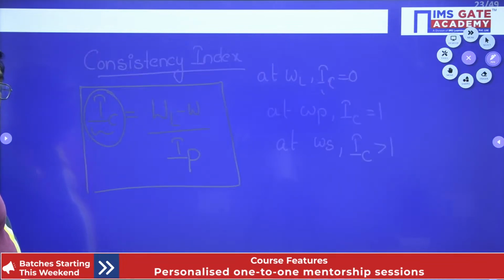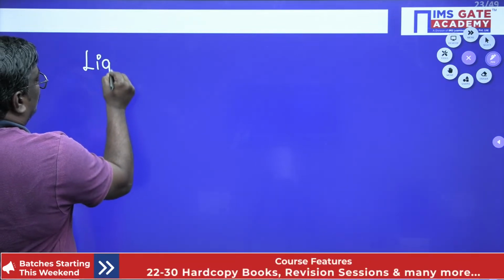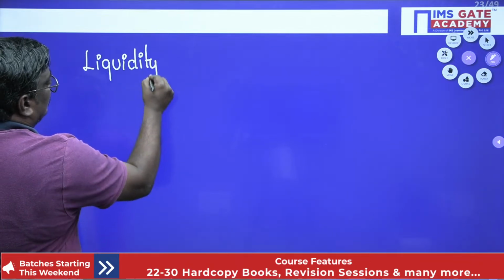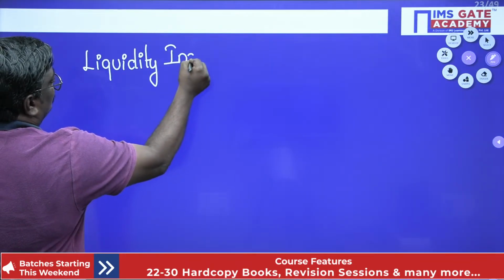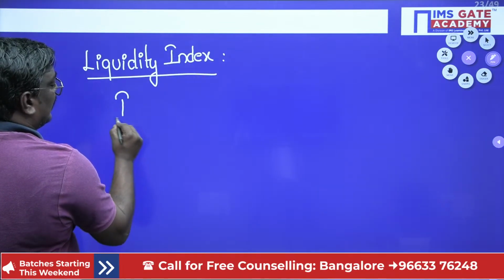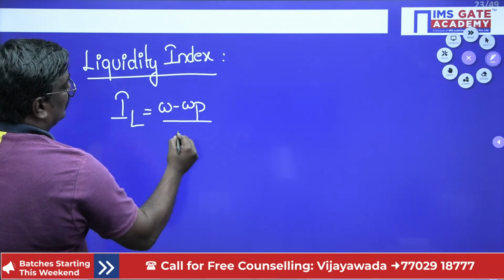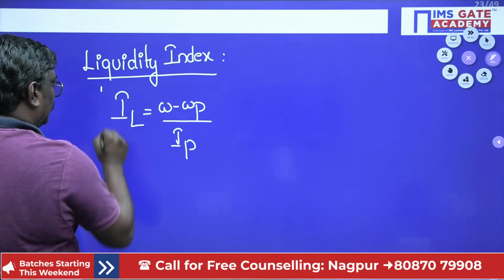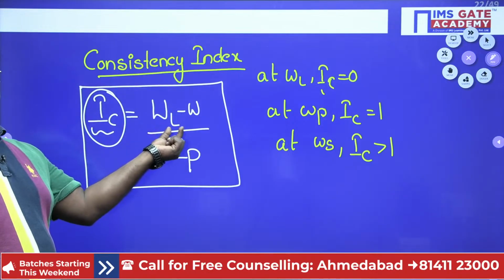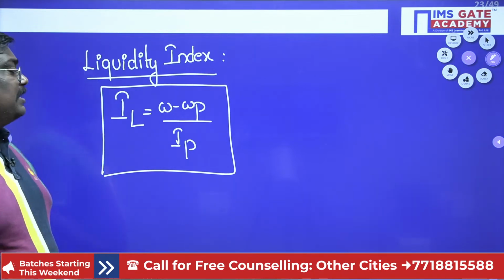Another important term I would like to discuss is the liquidity index. Remember, my dear students, the liquidity index is represented by IL, and IL is given as W minus WP upon IP. Now, my dear students, I will tell you the shortcut for how I remember. In the consistency index there is a C, so L will be there. But in the liquidity index, L won't be there. Just for your remembering, I am telling you.